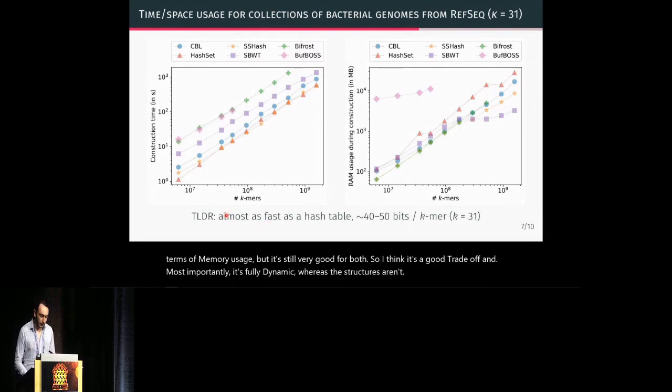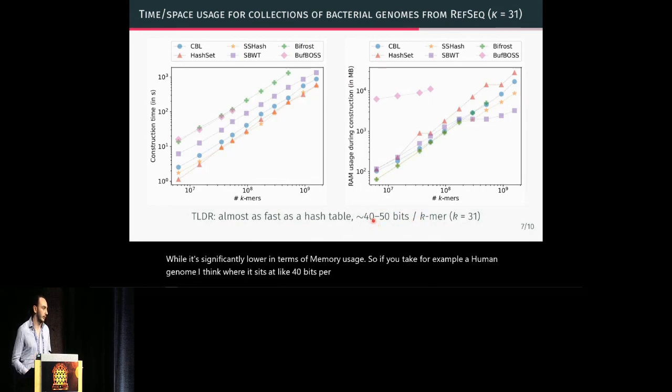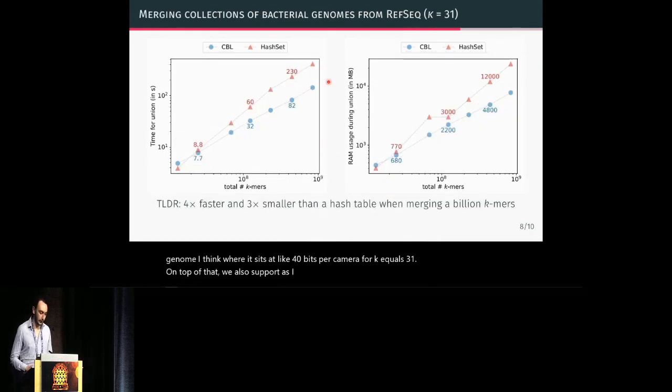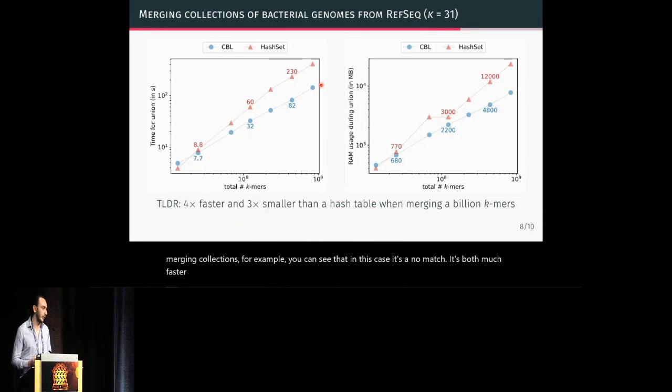Okay, so as a quick recap, you can think of it as something as fast as a hash table, or almost as fast, while it's significantly lower in terms of memory usage. If you take, for example, a human genome, it sits at about 40 bits per k-mer for k equals 31. On top of that, we also support, as I said, set operations. So if you look at the performance for merging collections, for example, you can see that in this case, it's a no match. It's both much faster and much smaller in terms of memory usage. Yeah, it's really well suited for this operation.